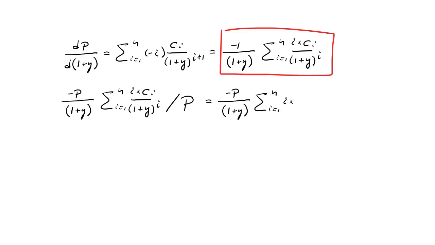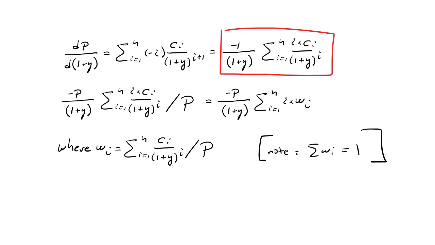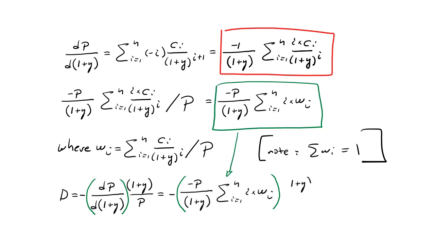We can then rewrite the equation as a weighted average of times, where the weights are defined as this equation and the weights sum to 1. Let's remind ourselves of the definition of the Macaulay duration. Now we just substitute in the differentiation result, and then we cancel price from both numerator and denominator, and 1 plus y the same way, and then change signs from negative to positive. Then we get the Macaulay duration result, which is the weighted average of times.